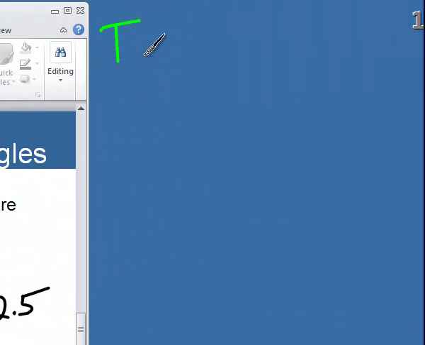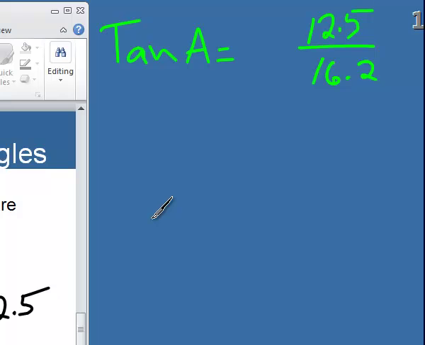Okay, so tangent of angle A equals what? 12.5. Good. 12.5 over 16.2. Okay, now we're given the values, but we're looking for the angle, so now what do we have to do? Dylan? I'll give you a hint. We have to apply something to both sides.